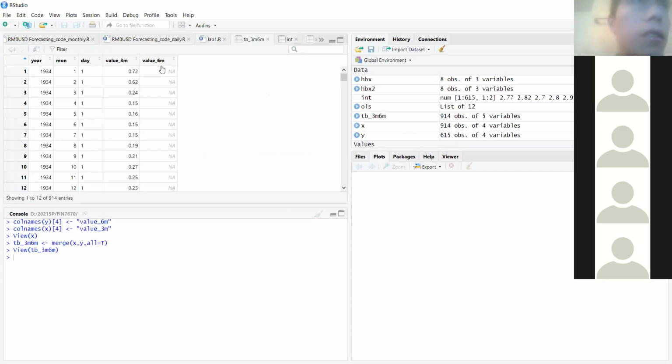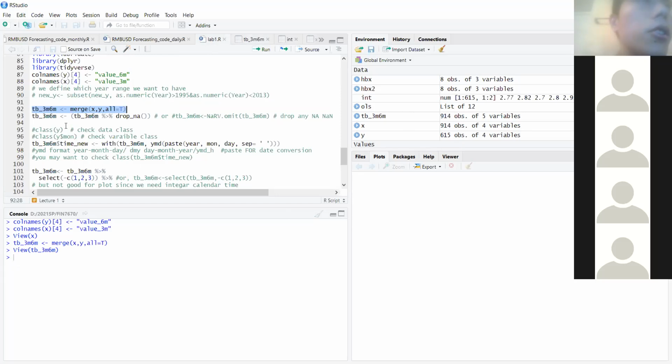Okay, we merge together. When we merge together, we have 2 columns. One is the 3 months value and the other is the 6 months value. And then you will find that for the 6 months value, there is a lack of data. Why? Because we don't have it originally. So R will assign not available directly. So what can I do? I want to delete those rows, right? That is actually not so hard. You just simply use drop_na.